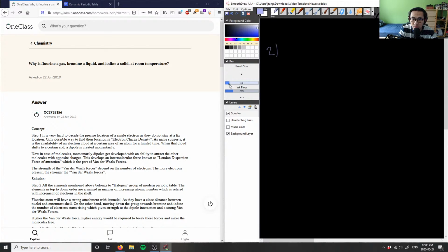So this is number 2. I don't like this color here. Switch it up here. Okay. Number 2. Why is fluorine a gas, bromine a liquid, and iodine a solid at room temperature?